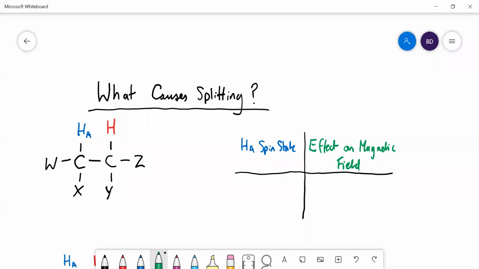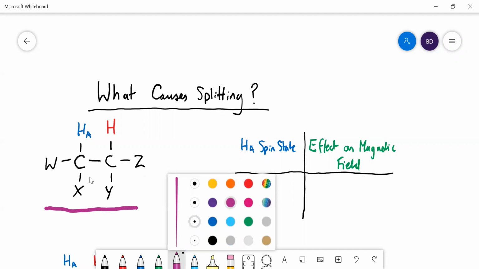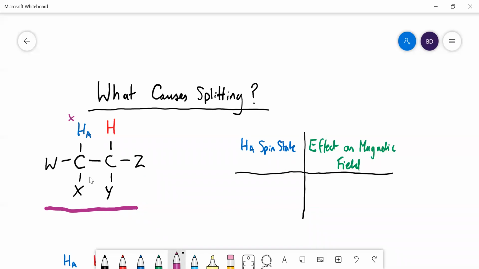Okay, in this video, we're going to talk about what causes splitting. Let's take a look at this compound here. We are thinking about the red proton and the spectrum that it's going to make. On the carbon next door to that one, we've got one proton. So we know from the n+1 rule that the signal for that is going to be split into a doublet.